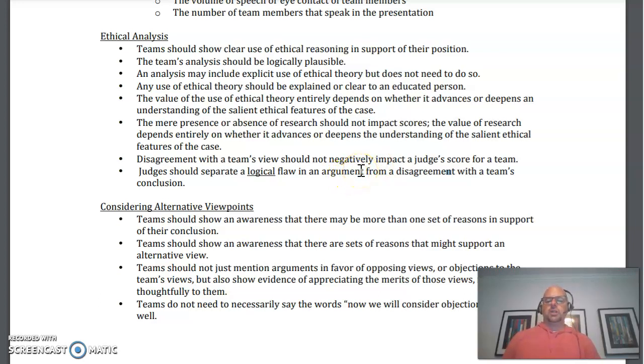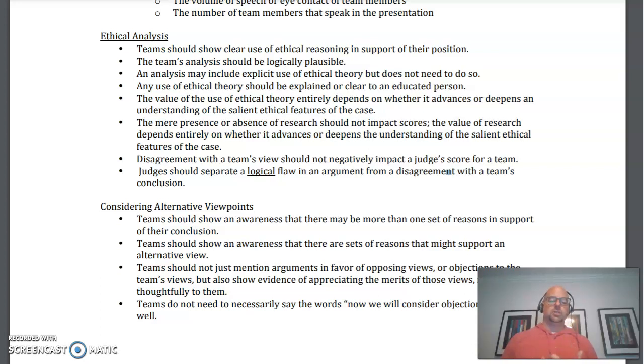So earlier I mentioned the idea of logical plausibility, and this is important because of the issue of judge disagreement with the team's position. So you see this point, disagreement with the team's view should not negatively impact the judge's score for a team. And this is hard because often as a judge, if you disagree, we tend to think, well, I only disagree with you because you were unpersuasive, your argument was poor, etc. But it's very important, and this is the next point, to separate a logical flaw in an argument from a disagreement with the team's conclusion.